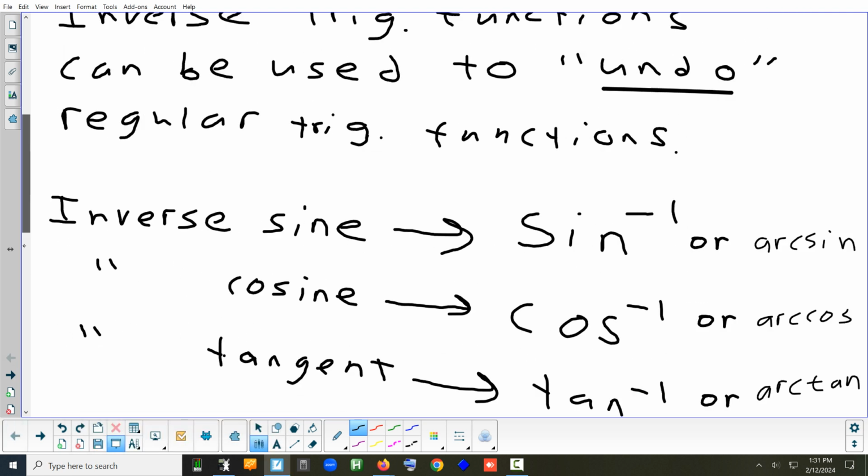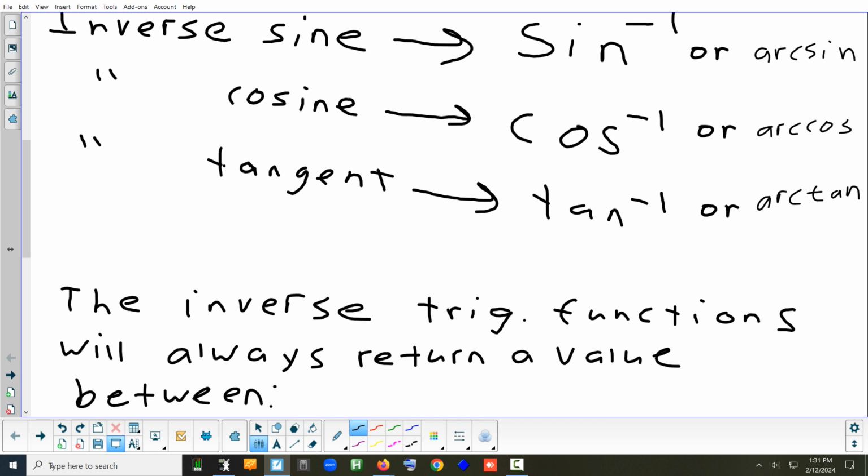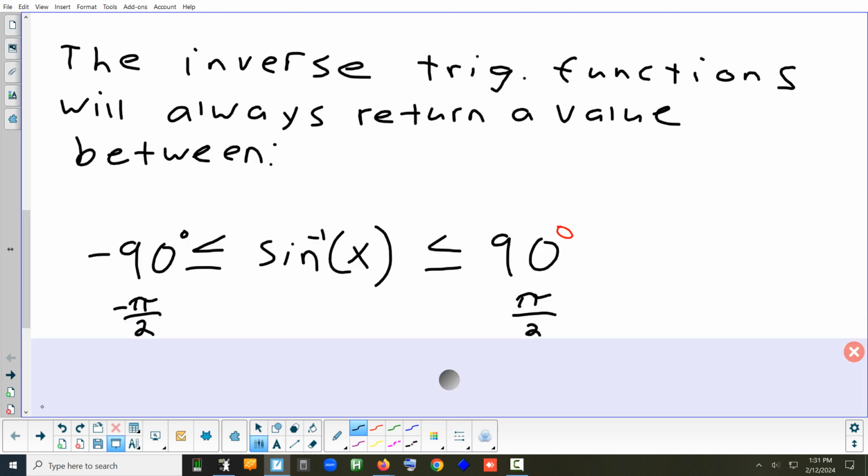So when you do inverse sine, you will always get an answer between negative 90 and positive 90. That's how inverse sine works. It's always between negative 90 and positive 90. If you were doing it in radians, that's between negative pi over 2 and positive pi over 2.